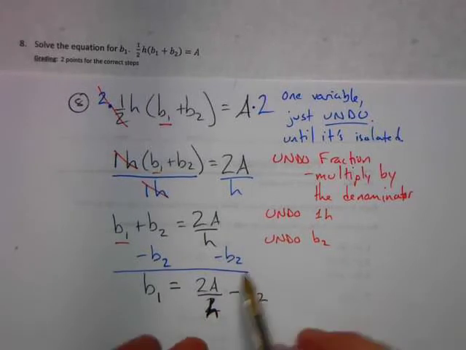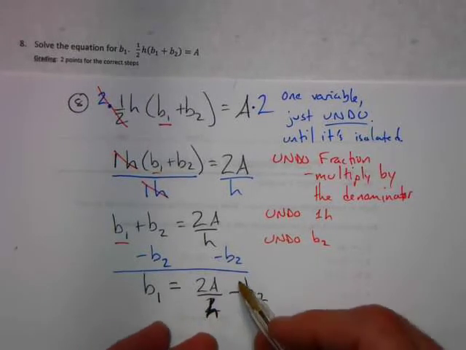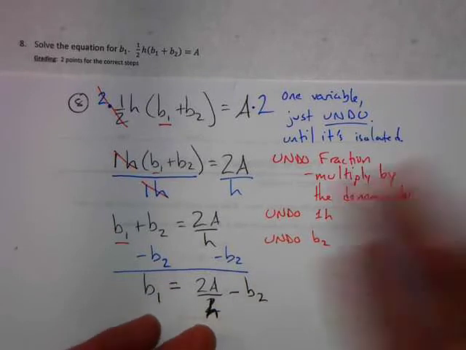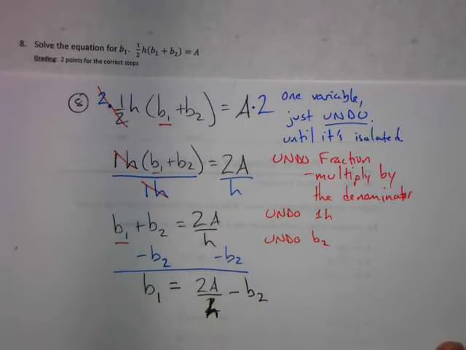So notice where the b2 is. It's being subtracted. It's not on the top, it's not on the bottom. It's not in the numerator or denominator. It's just being subtracted, and that's what's happening to it.